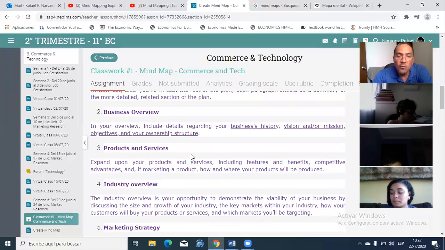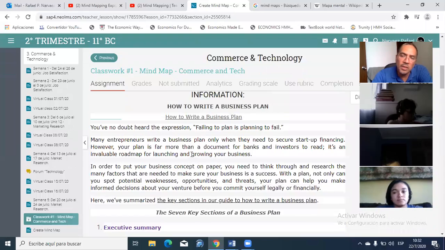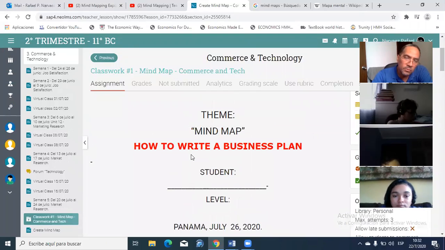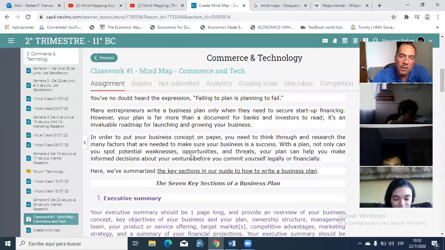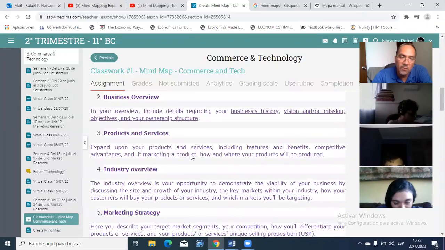Because remember, you have to understand that to do this, I need you to first think of a company that you want to create. First, you need to think of a business, whether you're going to sell goods or services. Okay, so that's the first thing you have to think of. And then with that, you are going to complete all this information.